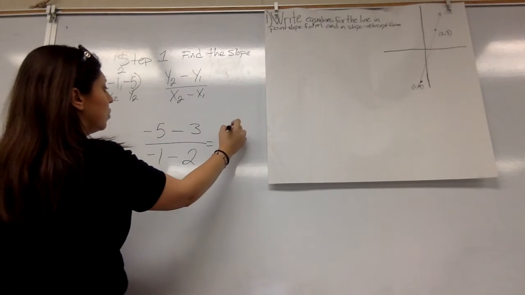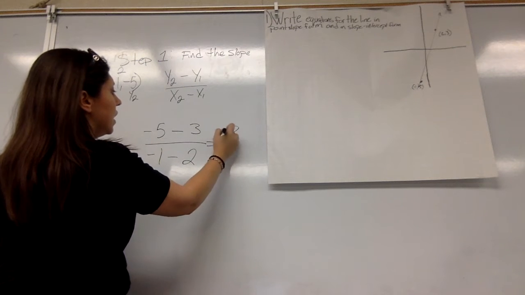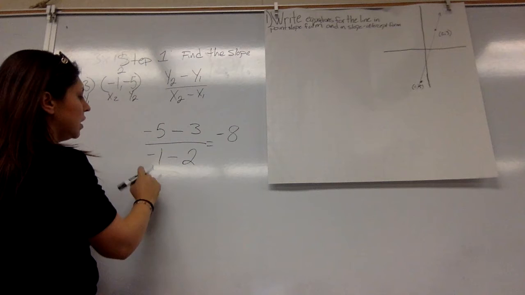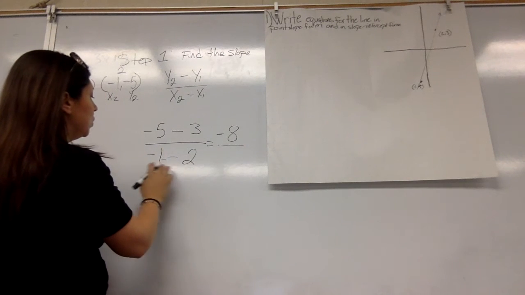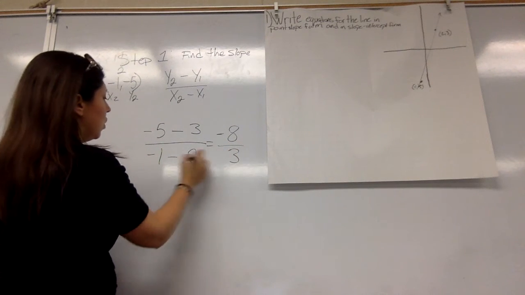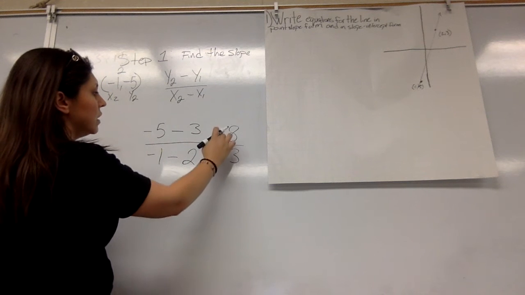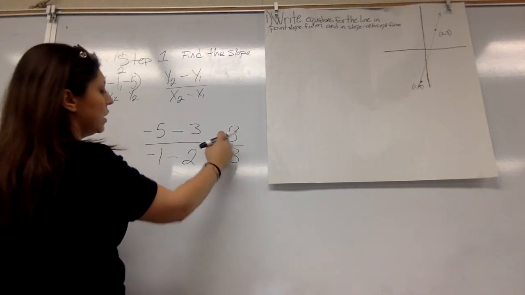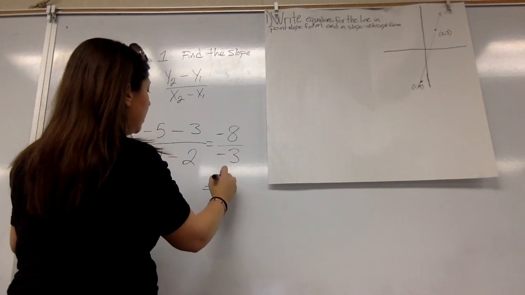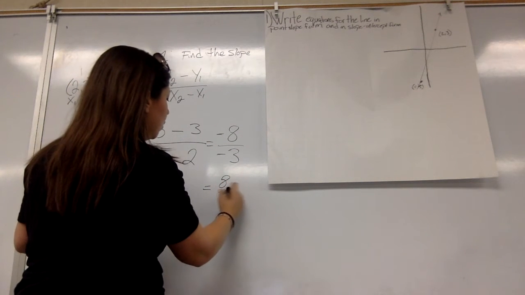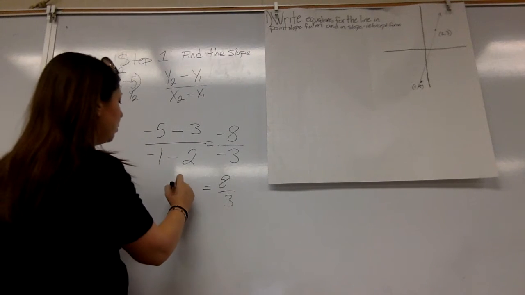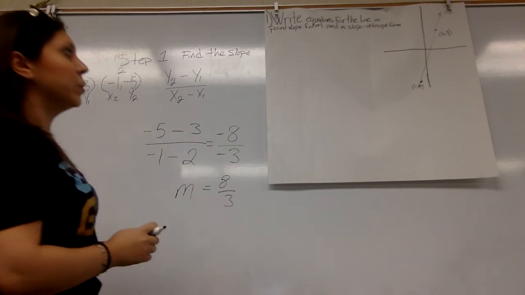I have the same sign, so I'm going to add and keep. 5 plus 3 gives me an 8, and we're going to keep the sign. Again, same sign, so add and keep. So 2 plus 1 is 3, and it's going to be negative. Since I have two negatives, I'm going to have a positive, and 3 and 8 have nothing in common, so I'm going to get 8 over 3.